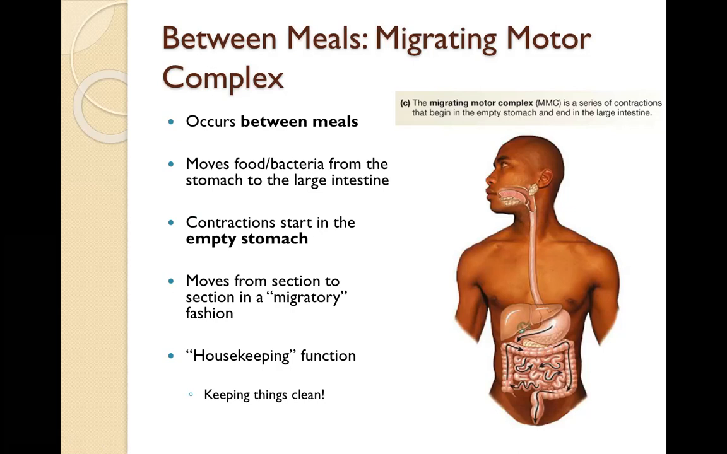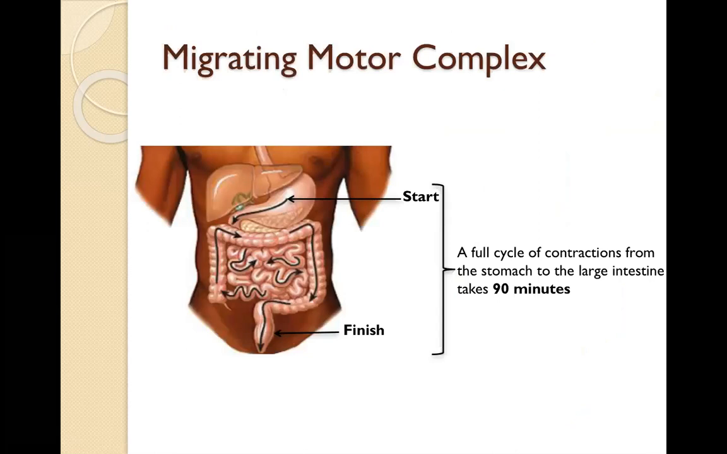Contractions will generally start in an empty stomach, and then move from section to section in a migratory pattern. So it starts in the stomach, and then it migrates to the small intestine, then the movement migrates further through the small intestine, and eventually migrates through the colon. It really serves a housekeeping function, keeping things clean in the GI tract. A full cycle from the beginning, which is in the stomach, to the very end of the large intestine, takes approximately an hour and a half.